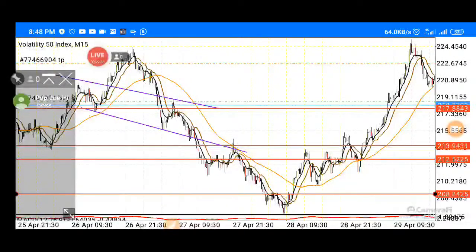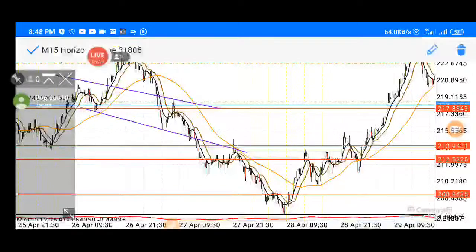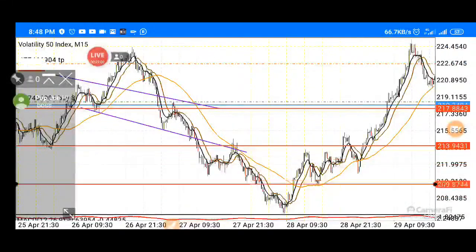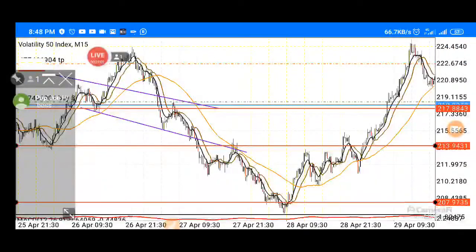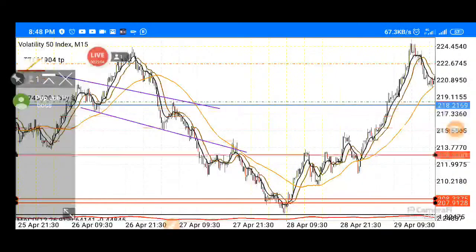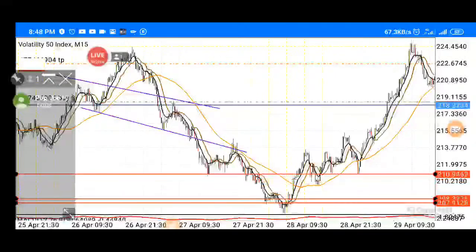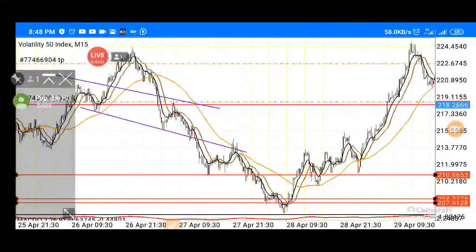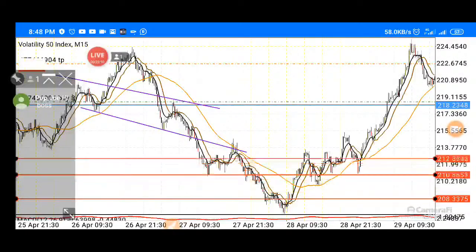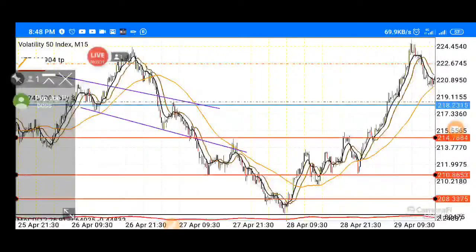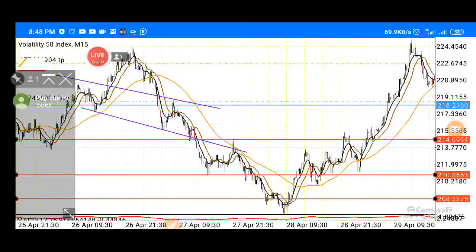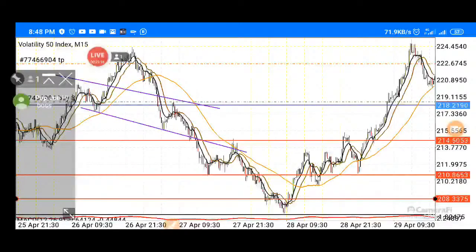So for example, this is a good example of an inverse head and shoulder here, and it is respecting. Okay, now you can see the market was coming down. The market was coming down from here.